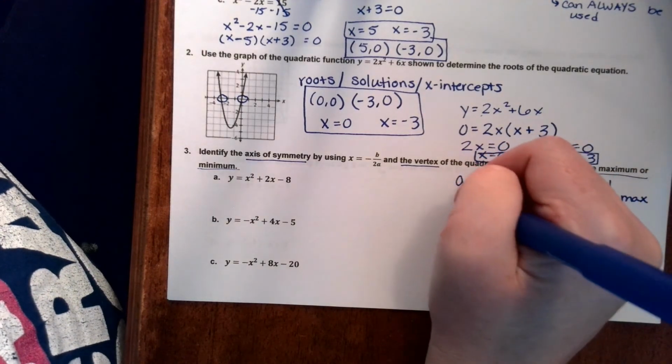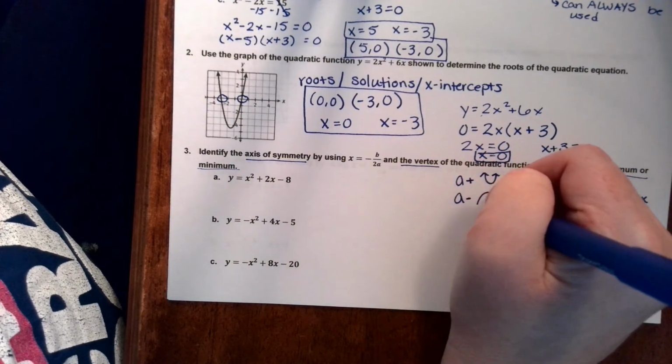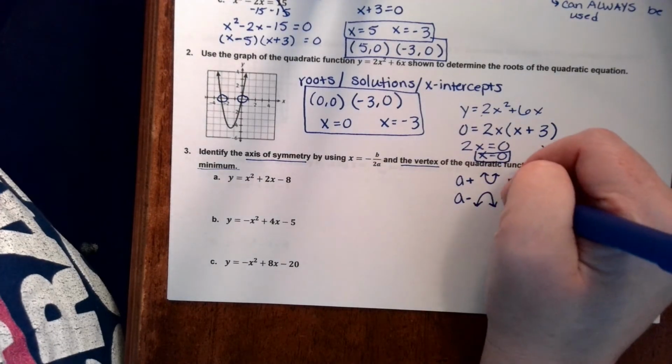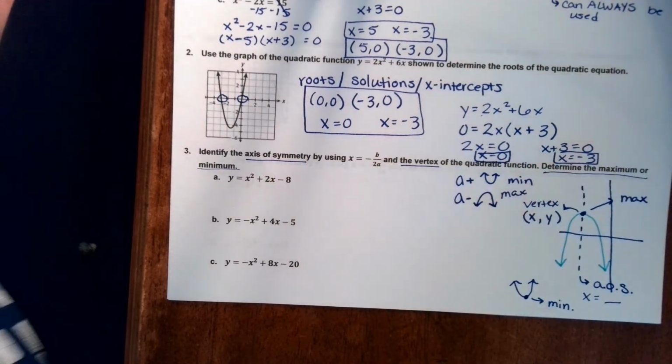If your a is negative, your parabola will reflect over the x-axis and look like this, and you'll have a maximum. Okay, and then the last thing I want to talk about is, well, what's this a and b thing?